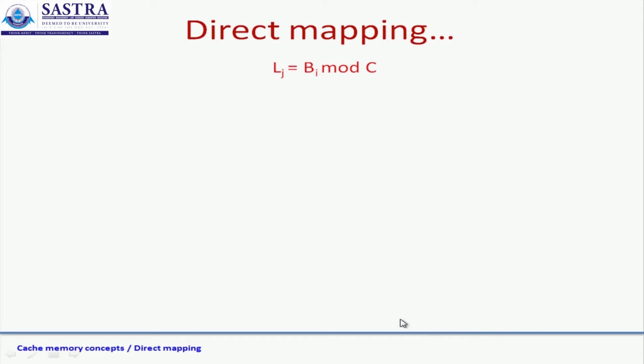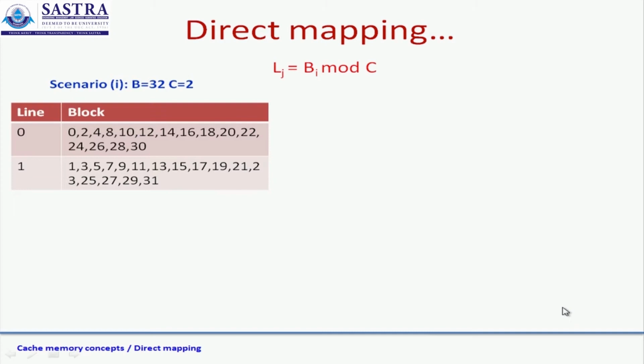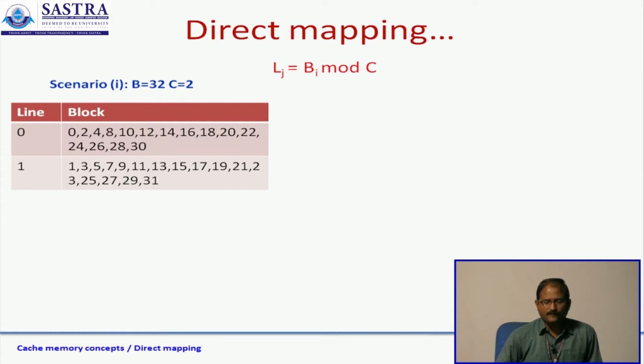We are going to solve these three problems. By using the same formula, Lj equal to Bi mod C. First scenario: in scenario 1, given B equal to 32 and C equal to 2. So we have two lines. If we apply the formula, we have Lj equal to Bi mod 2. So our answer will be either 0 or 1. Even-numbered blocks will be mapped on line number 0. Odd-numbered blocks will be mapped on line number 1.